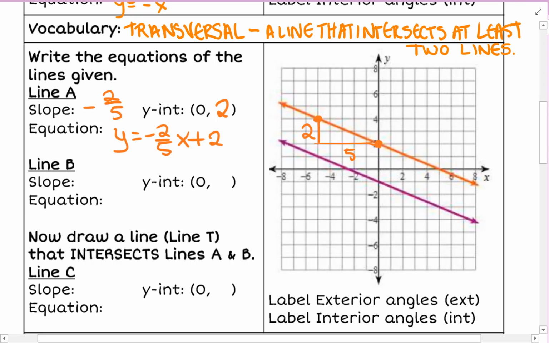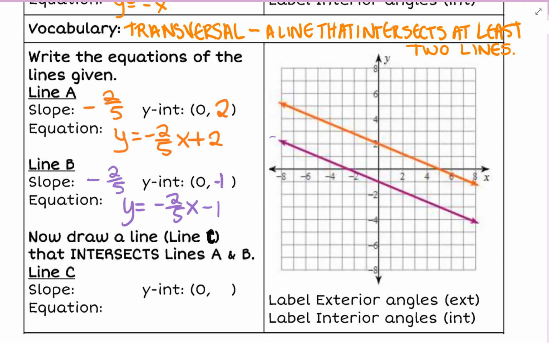The y-intercept here looks to be like -1, and hey, it looks like they will be parallel lines. This one's also decreasing, so -2 over 5 is the slope. Y equals -2 over 5x minus 1.